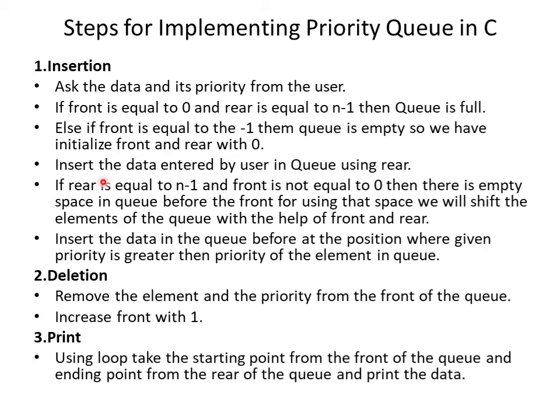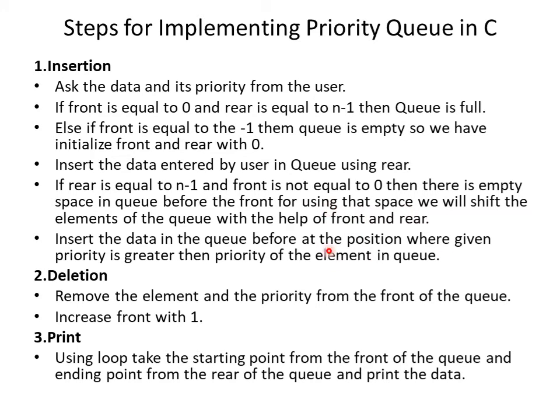Next point, insert the data entered by the user in the queue using rear. Next, if rear is equal to n minus 1 and front is not equal to 0, then there is empty space in the queue before the front for using the data space. We will shift the elements of the queue with the help of front and rear. That means f equals 0, r equals r plus 1, because the elements are inserted at the rear end and deleted at the front end.